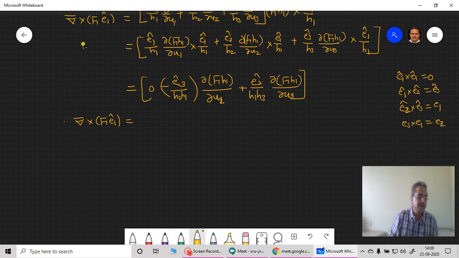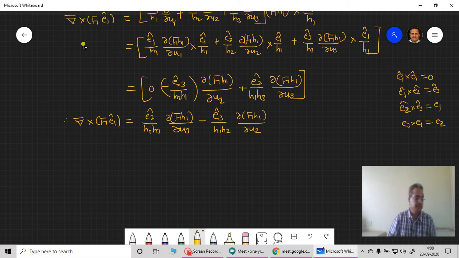So it is E2 cap upon H1 H3 into dab of F1 H1 divided by dab U3 minus E3 cap upon H1 H2 into dab of F1 H1 divided by dab U2. Okay, this is my equation number 4. So this first term, del bar cross F1 E1 cap, is this. Similarly, now the remaining two components also can be written in the same way.